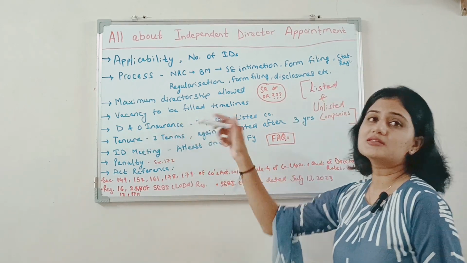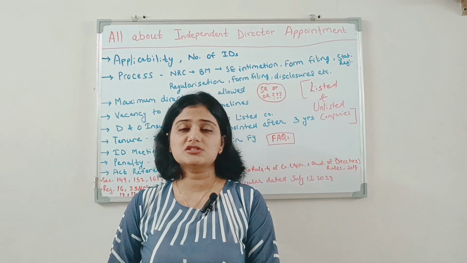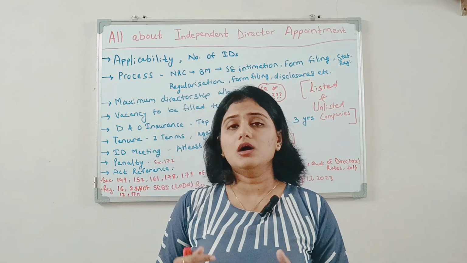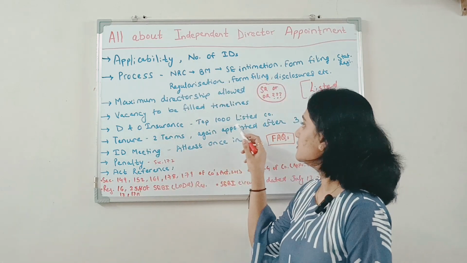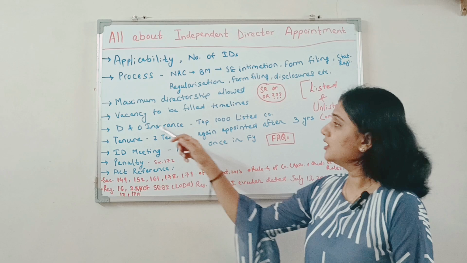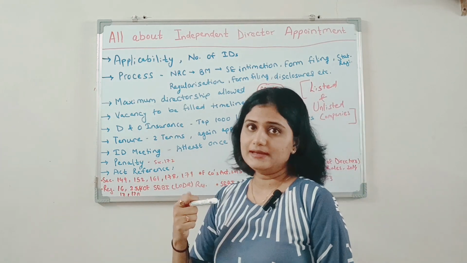Then D&O insurance, this is a benefit, directors and officers insurance. This is a benefit for the listed companies. So top 1000 listed companies are required to have the D&O insurance for its independent directors.